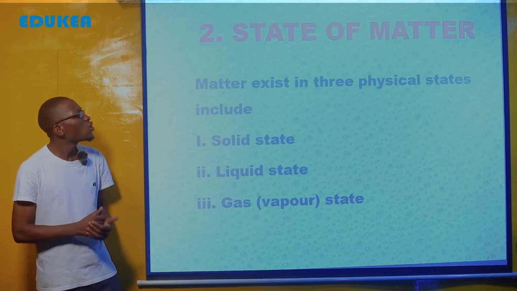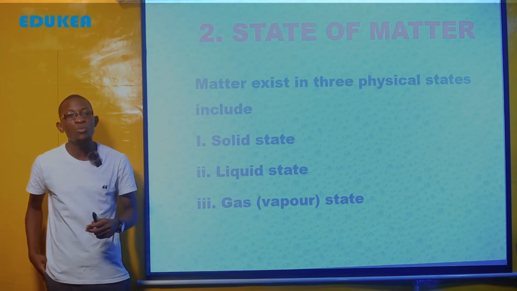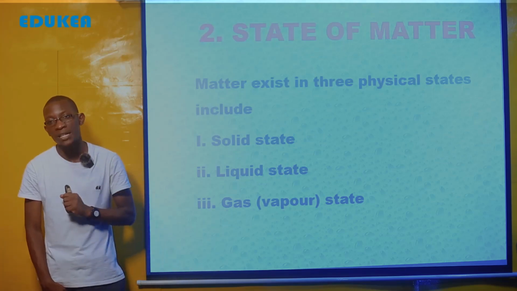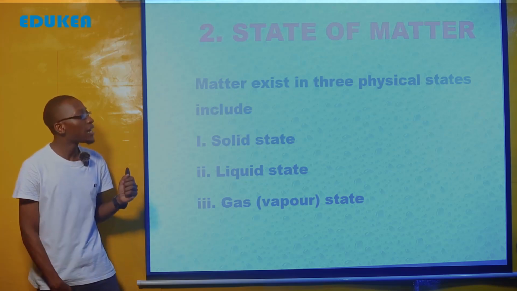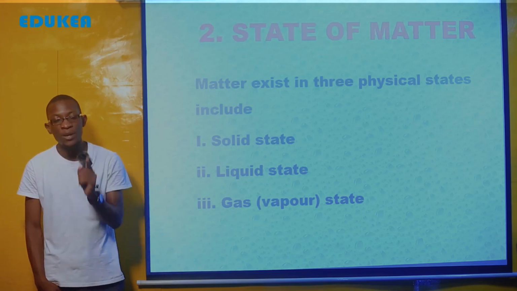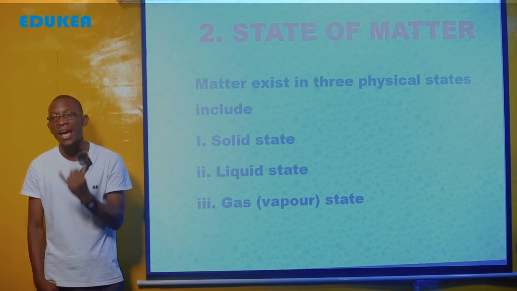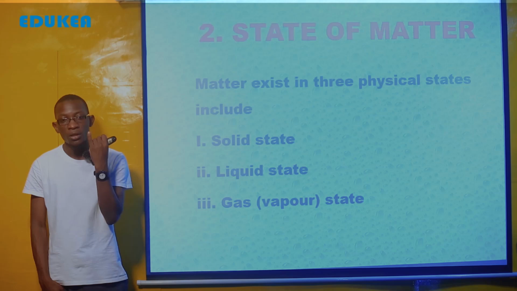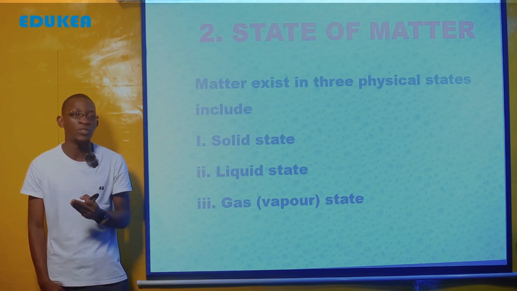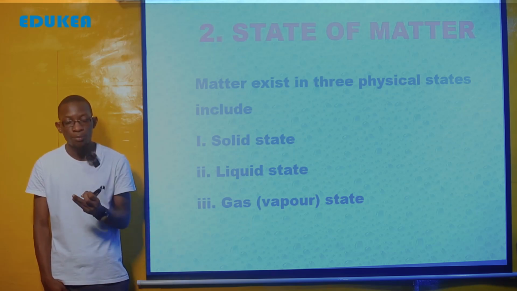So people can be confused. There is a difference between states of matter and types of matter. Once someone asks what the types of matter are, we say the types of matter are elements, compounds, and mixtures. Elements, compounds, and mixtures. These are the types of matter.